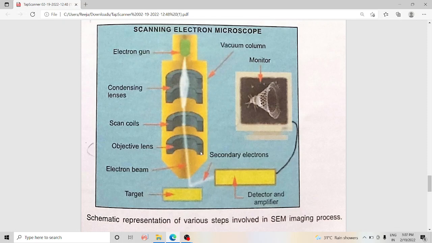There is one more set, the objective lens, which again focuses our beam further. Now, after the condensing lens, the electron beam passes through scan coils. Scan coils are a set of coils that allows the beam to scan or sweep over the sample in a grid fashion.